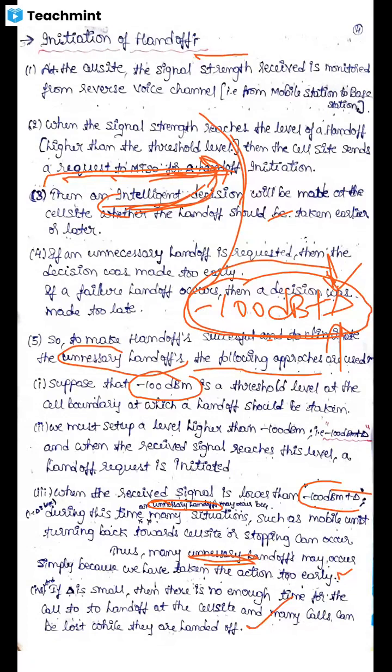So these are the two types of handoffs: unnecessary handoffs and failure handoffs. One is within the boundary condition, and the other is after the boundary condition. For both, we should maintain a correct procedure. We should follow a good approach to avoid these unnecessary handoffs.